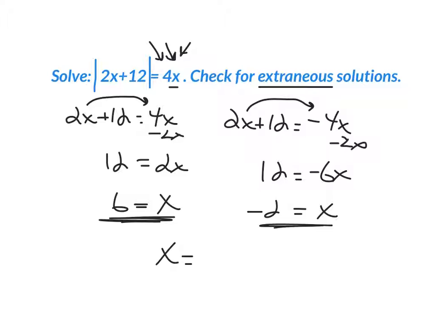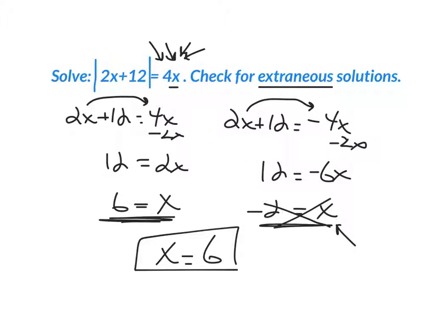Absolute value cannot equal negative 8, so that's the extraneous solution. So my only solution is x equals 6. Now, be careful. Just because this is negative is not the reason why it didn't work. The reason it didn't work is because it made the right side negative, not because the number itself is negative.